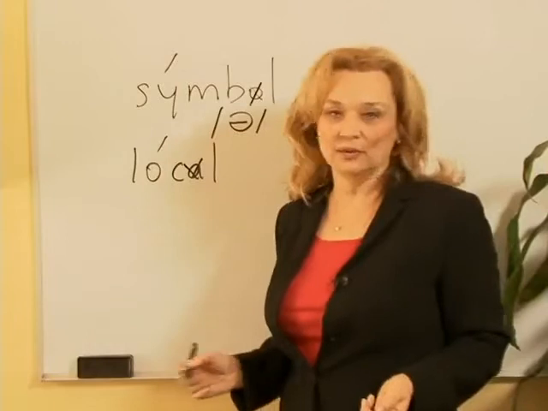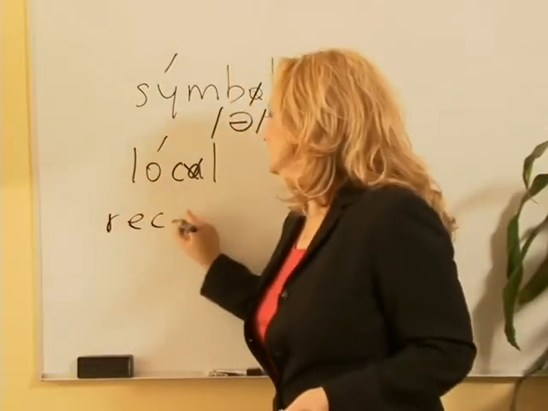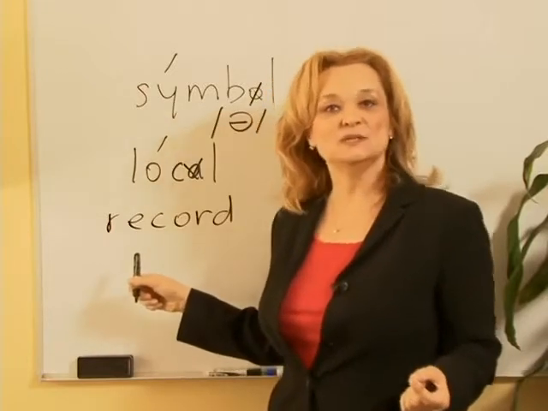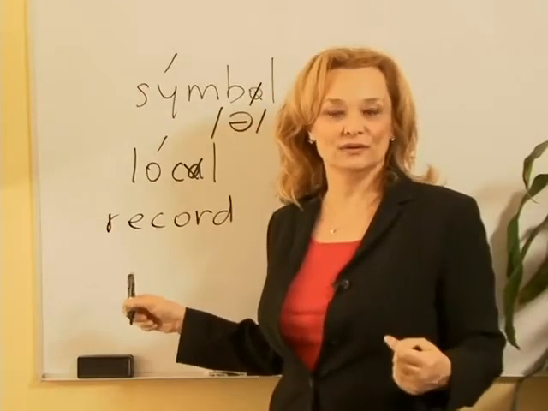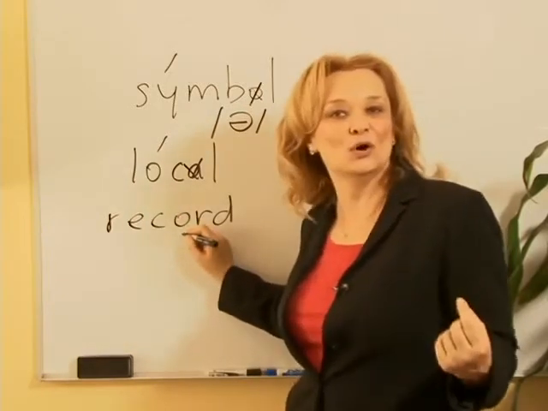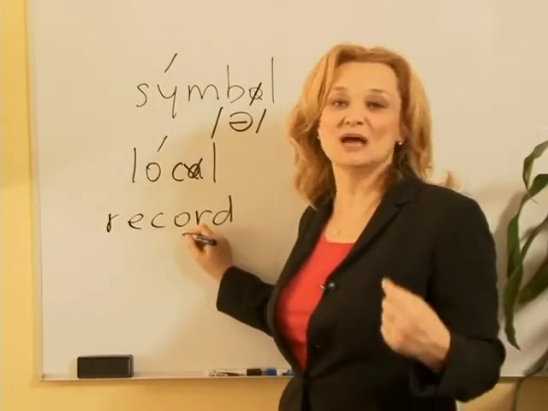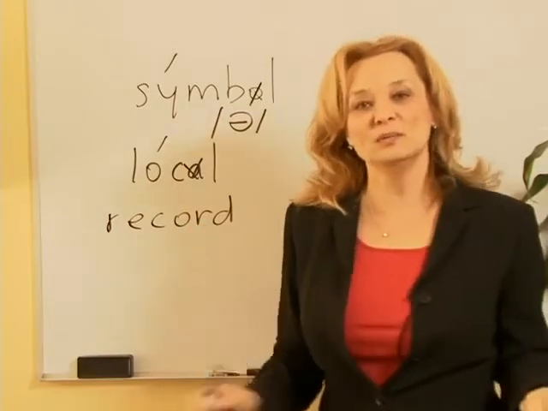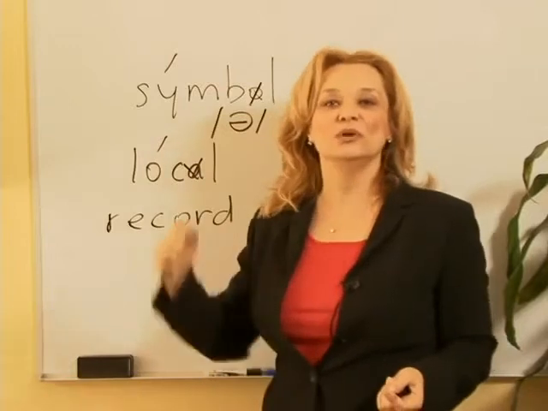Let's look at another word. This word, if it's a noun, it's pronounced as record. The first syllable is stressed. Record. This O changes. So it's not O, it's a. Record. If it's a verb, this word is pronounced record.